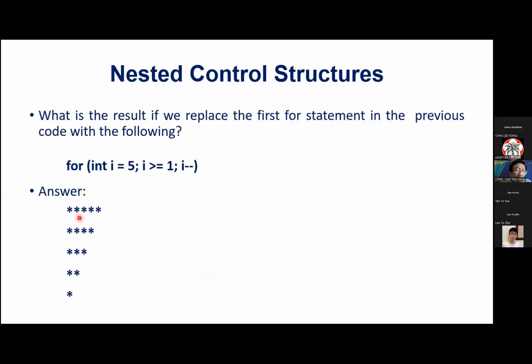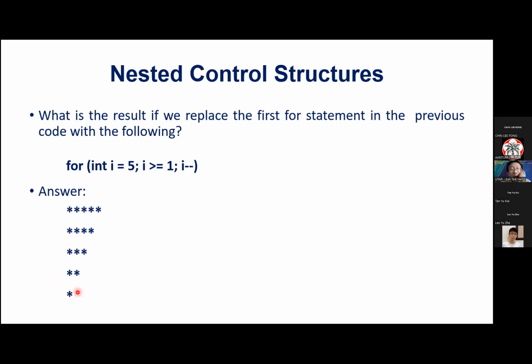The next one, if you want to turn the pattern upside down. Okay, so now you can see the first line is 5 stars. Then the second line you have 4 stars. Then after that, the third line you have 3 stars. The fourth line you have 2 stars, and the last line you have 1 star.